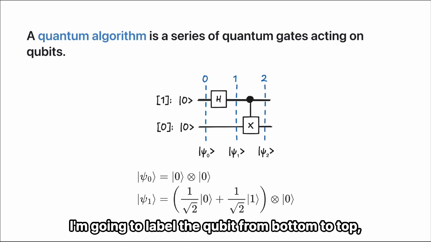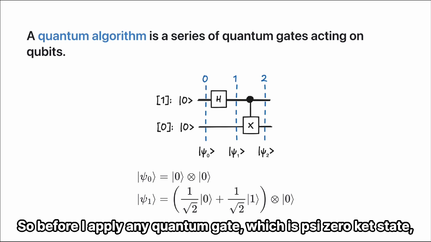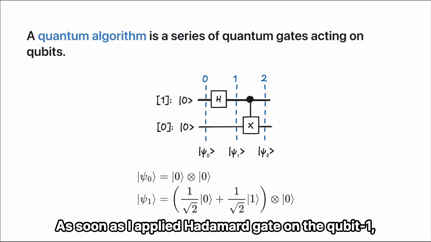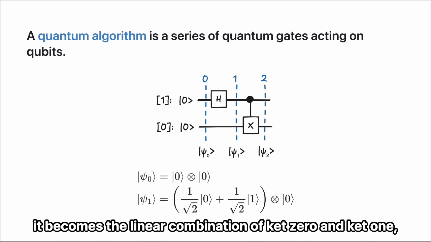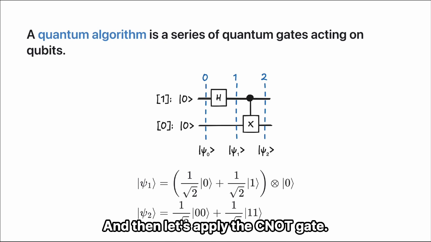I'm going to label the qubits from bottom to top. So the bottom qubit is qubit 0 and the top qubit is qubit 1. Before I apply any quantum gate, psi 0 is the ket state 0 tensor 0. As soon as I apply the Hadamard gate on qubit 1, it becomes the linear combination of ket 0 and ket 1, tensor product with ket 0.